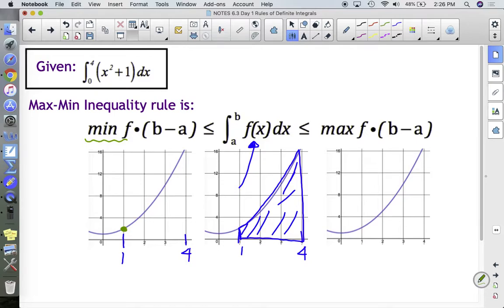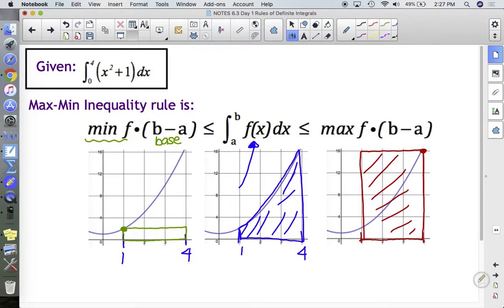What if we made our minimum value of f times our base and evaluated our integral as an estimate with that area? And they're saying, well, that should always be smaller than or equal to the actual area, the blue in the middle. And if we go to the highest point on that curve, in this case, which happens to be the right endpoint, but not always, and if we made our base b minus a and our height the highest f value that ever occurs on that interval, the area in here should be more than or equal to the actual integral value.